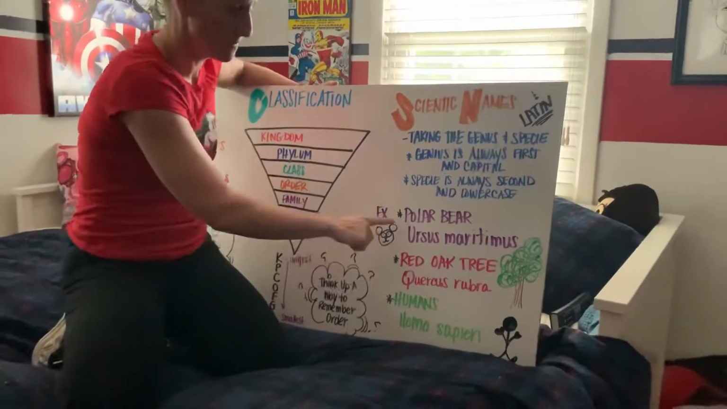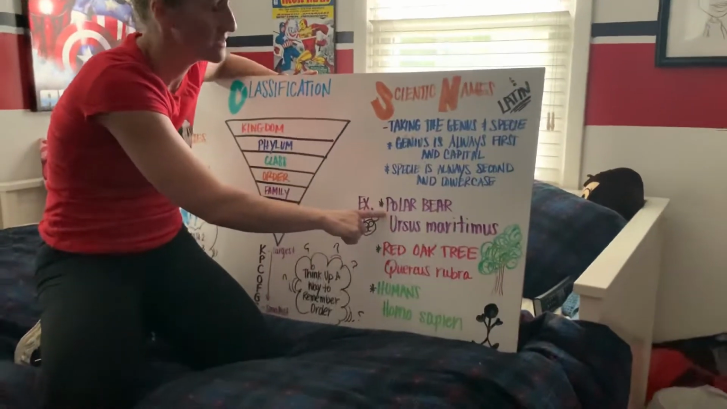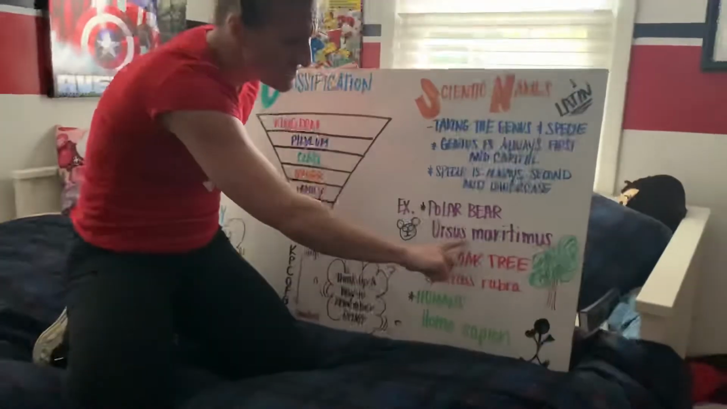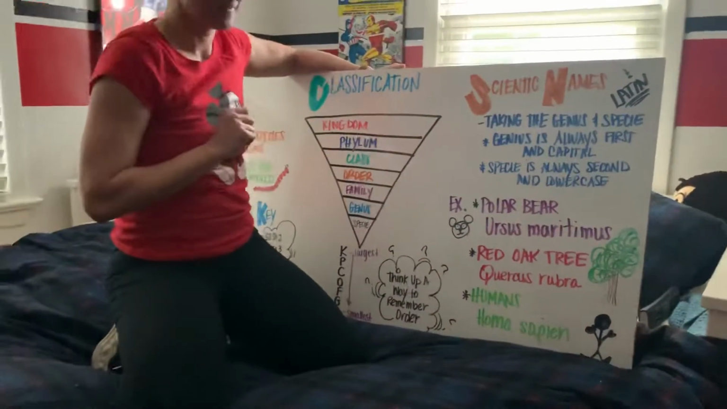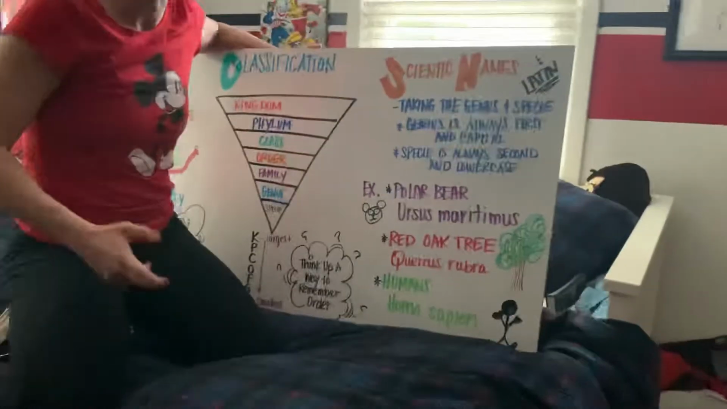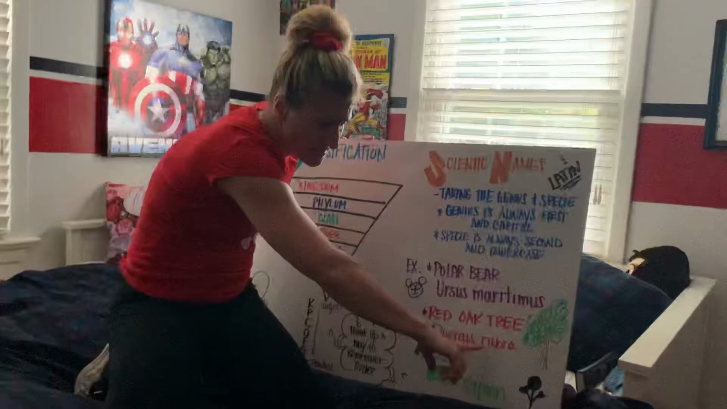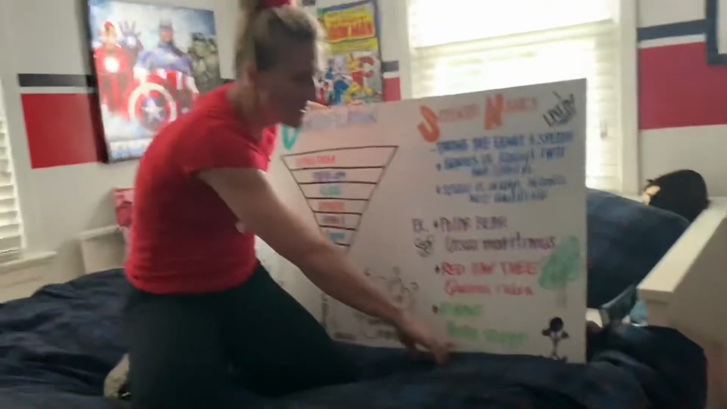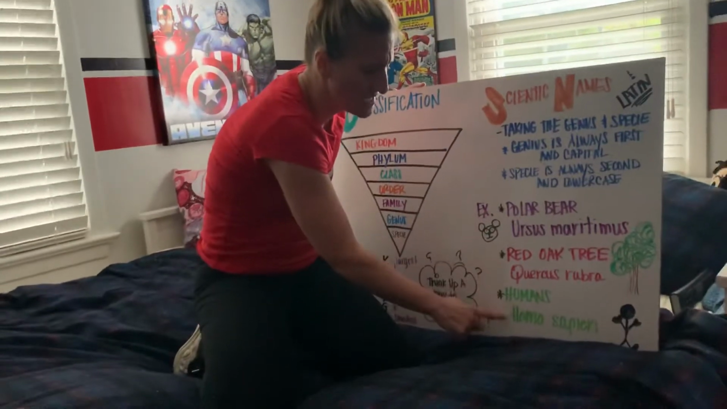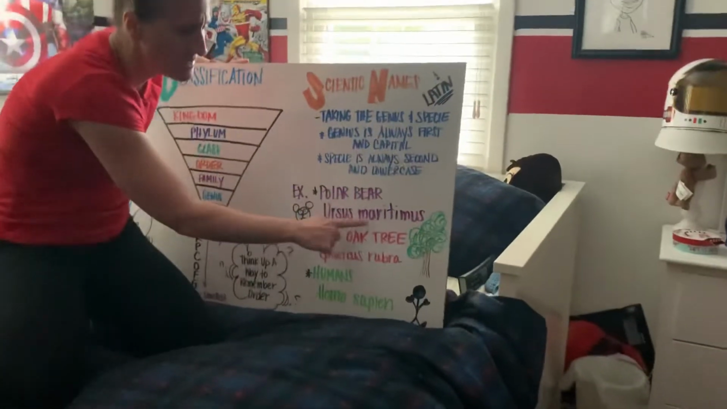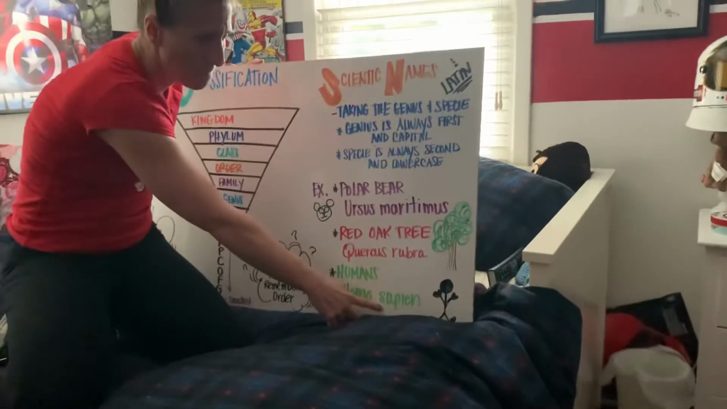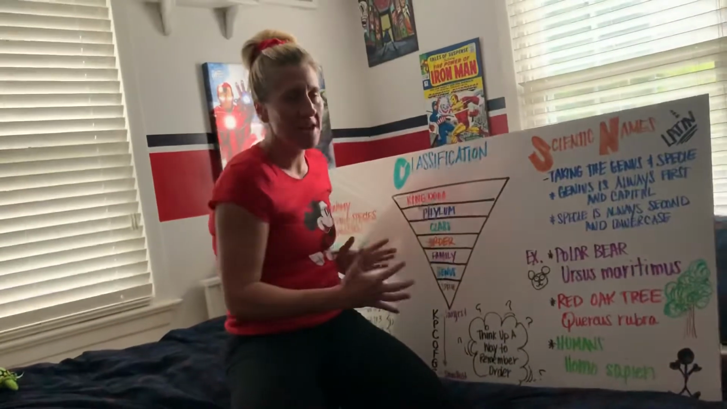So here are some examples. Polar bear. Oh, I'm going to have to try to pronounce these. I don't know if it's going to work out, kids. But polar bear's real name in the scientific field is Ursus maritimus. How about a red oak tree? It is actually Quercus rubra. And humans, well, we actually have a scientific name too. Our scientific name is Homo sapiens. Notice that in each one of these scientific names, the genus is capitalized and the species is lowercase. Capitalize, lowercase. Capitalize, lowercase.